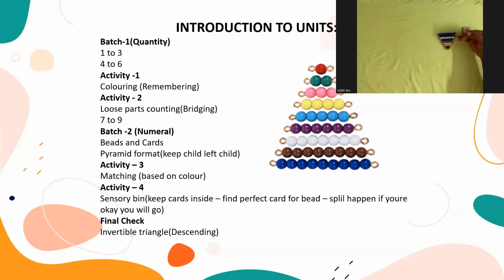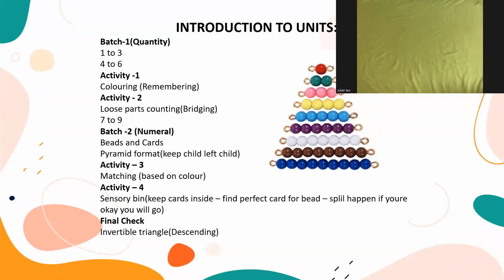If the child can do this also in the inverted triangle, then we can know the child will be very strong in those numbers, which are called units. Shall I move to the next one? Yes, please. Sure, thank you.